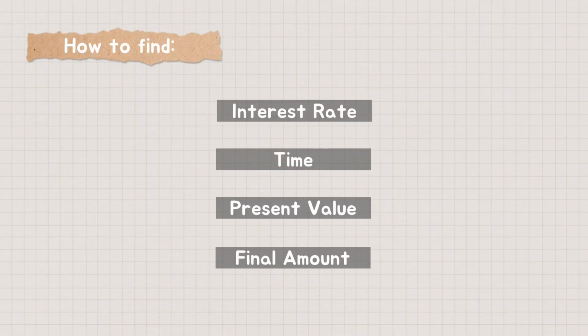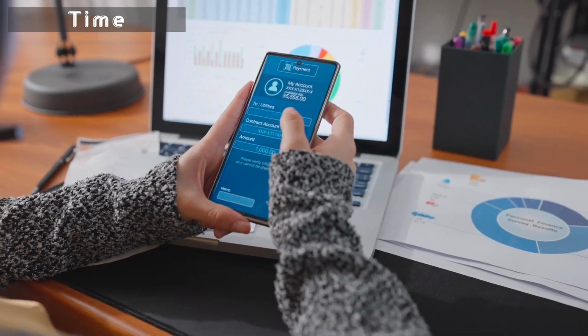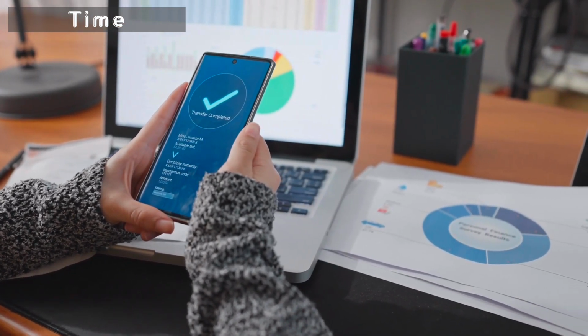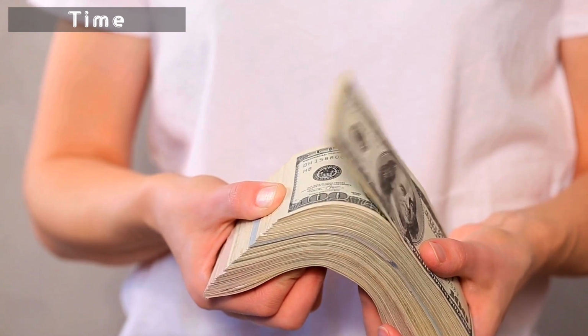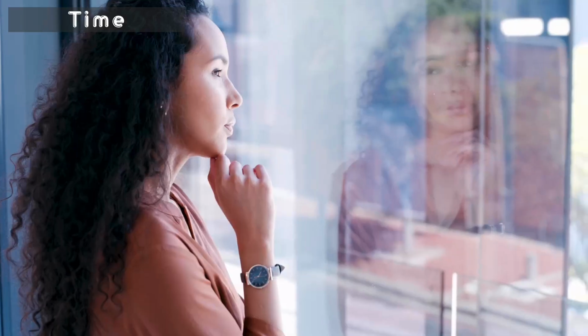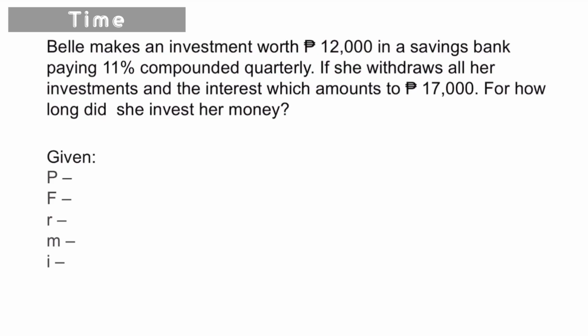Next, let's find out how to find the time. Belle makes an investment worth 12,000 pesos in a savings bank, paying 11% compounded quarterly. If she withdraws all her investment and the interest, which amounts to 17,000 pesos, for how long did she invest her money? First, let's identify the given numbers.